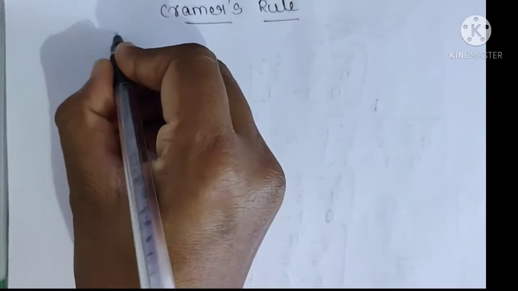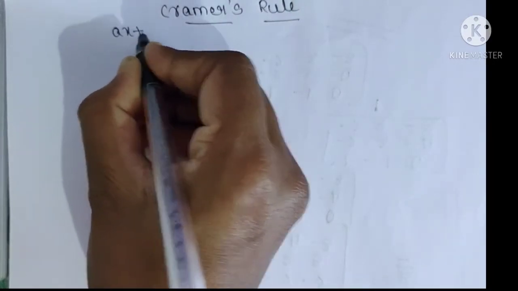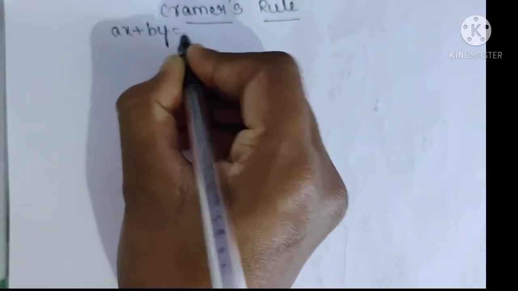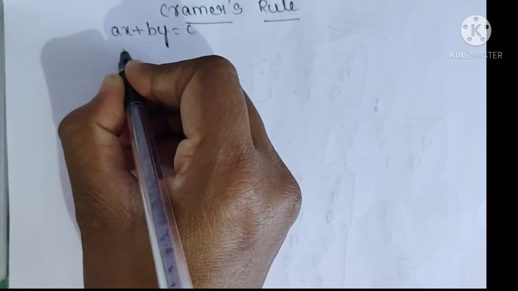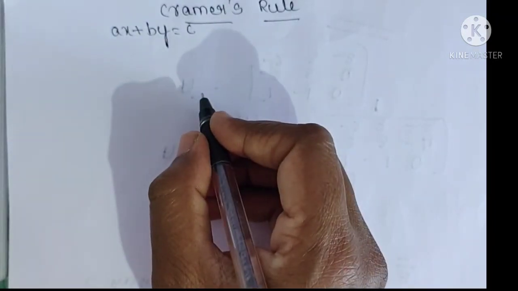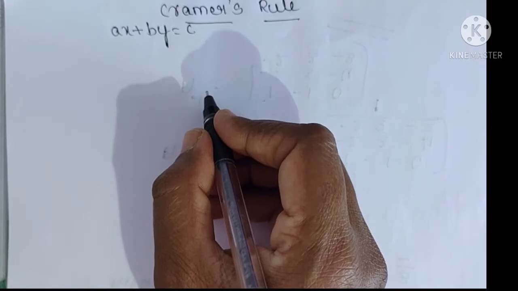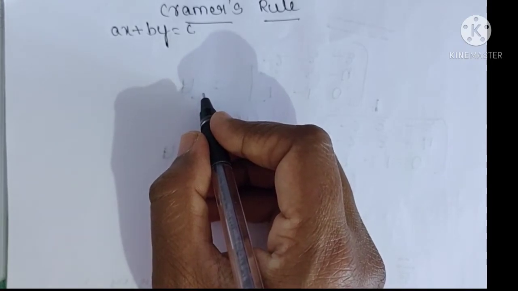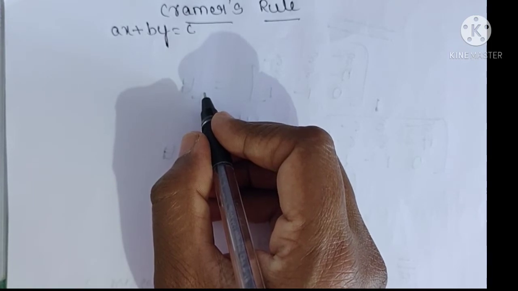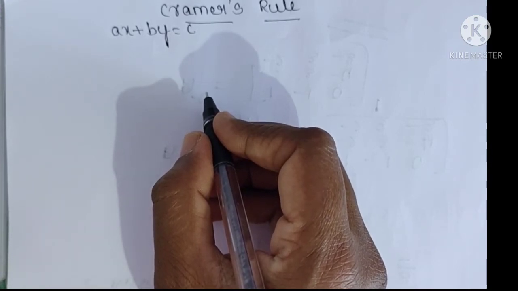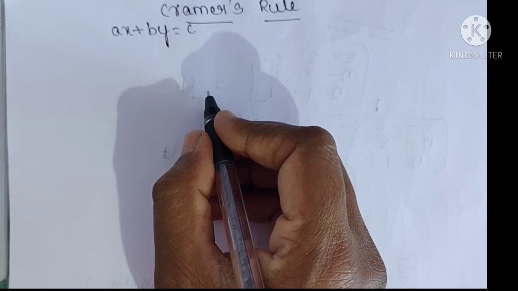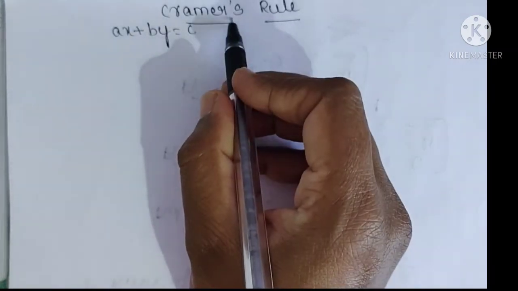Linear equations means an equation of the form ax plus by equals c, that we call a linear equation. Simultaneous linear equations means two or more linear equations together. To solve simultaneous linear equations we use Cramer's rule.